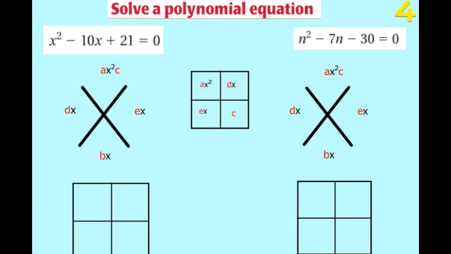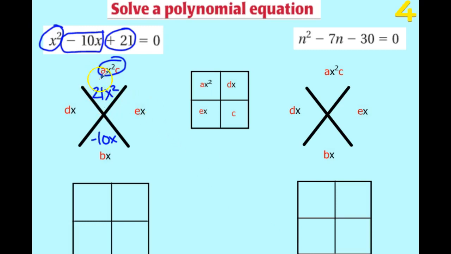Alright, we're doing lots of these today just to get good practice. Multiply your first term and your last term to give you this top piece here. 21 times x squared is 21x squared. Our middle term, negative 10x, goes in the bottom.